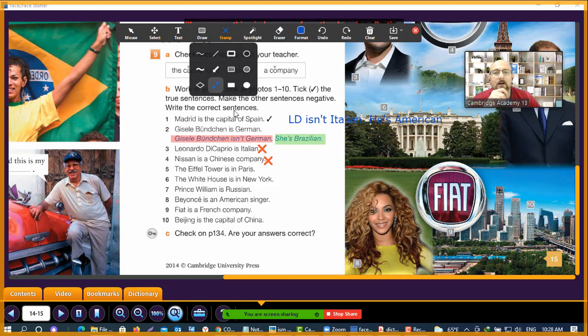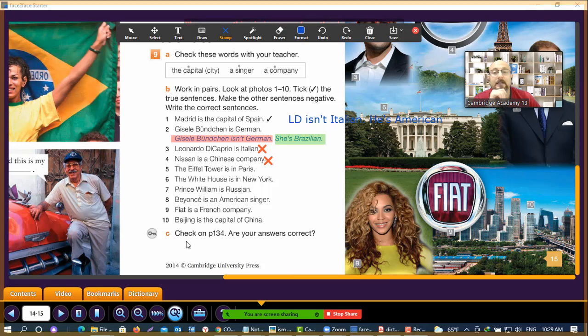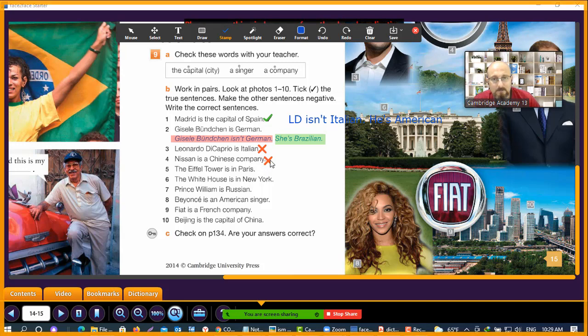Now you write numbers 4, 5, 6, 7, 8, 9, 10 on a piece of paper. If true, don't write the sentence, just write true. If false, you write the negative. After that, the true information.